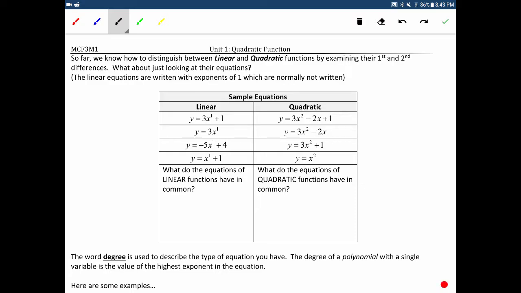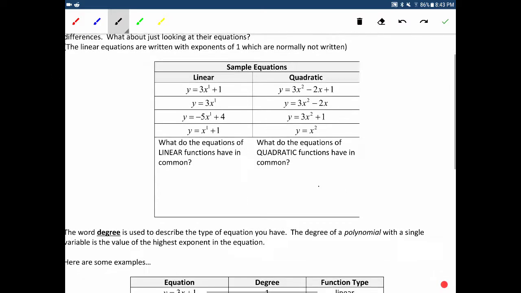So far, we know how to distinguish between linear and quadratic functions by following first and second differences. So what about their equations? So we're going to look at some sample equations here.